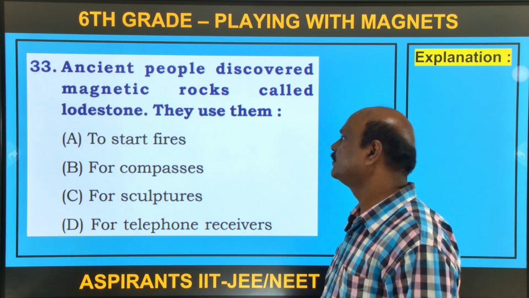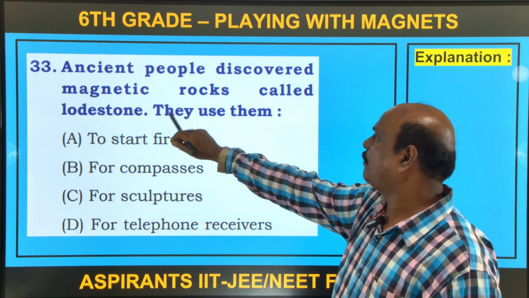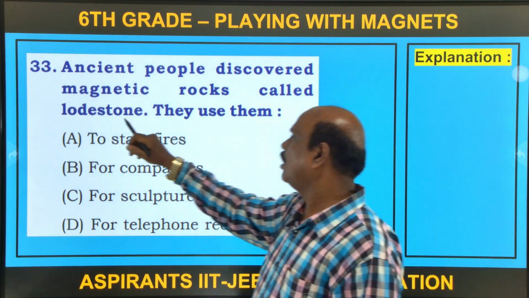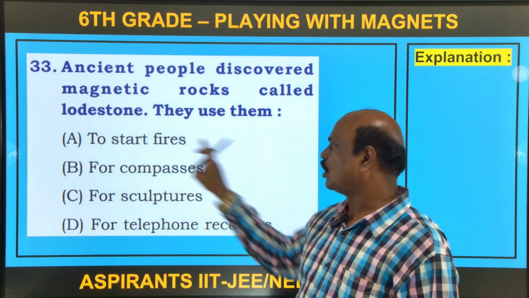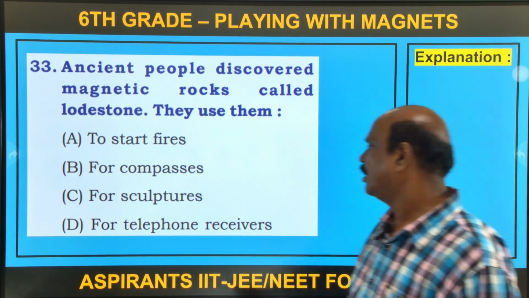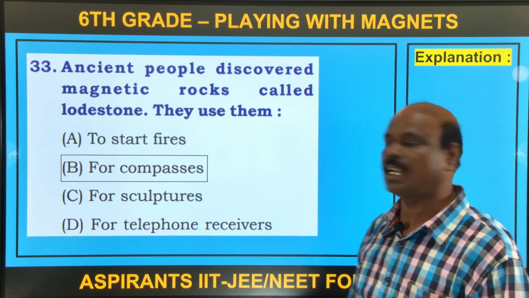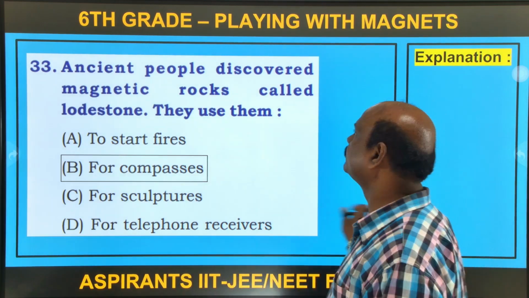Next, ancient people discovered a magnetic rock called lodestone. They used them to start fires, for compasses, for sculptures, for telephone receivers. They used them as compasses in the beginning.